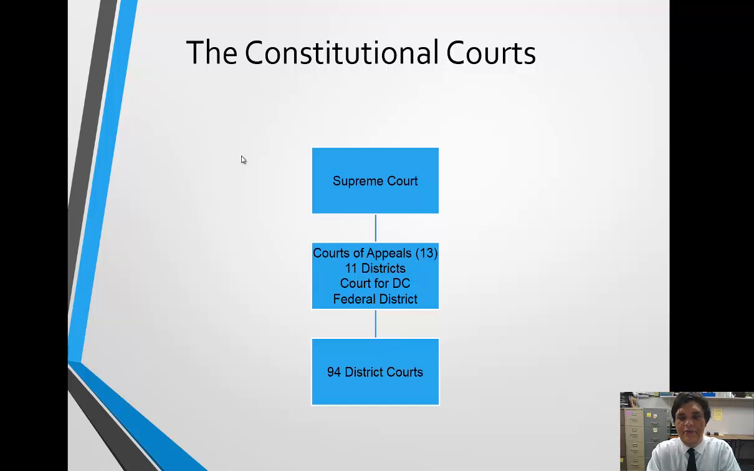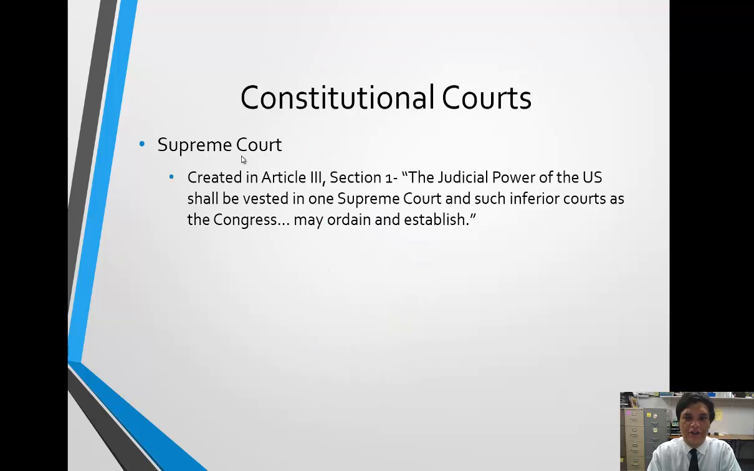You have the Supreme Court above the Court of Appeals and then above the 94 district courts. The Supreme Court and all federal courts were created in Article 3, Section 1. Article 3 of the Constitution, remember, deals with the judiciary. Remember, Article 1 dealt with the legislature, Article 2 dealt with the executive, and Article 3 deals with the constitutional courts.